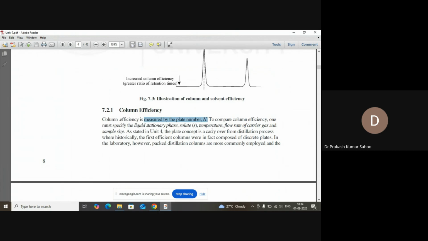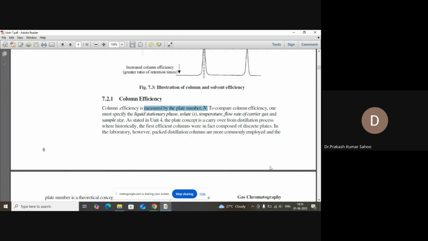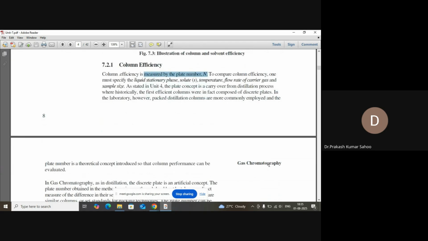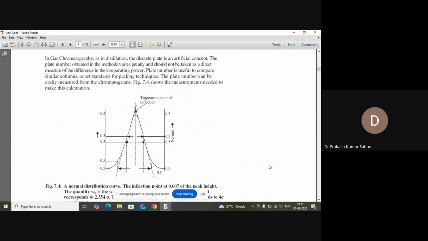size. The plate concept is carried over from the distillation process, where historically the most efficient columns were in fact composed of distinct plates. In the lab, however, packed distillation columns are most commonly employed, and the plate number is a theoretical concept introduced so that column performance can be evaluated.